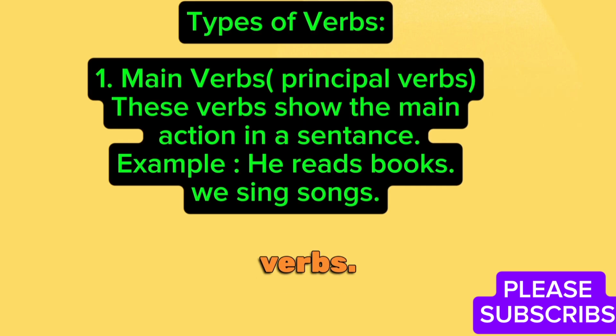Types of verbs. 1. Main verbs, or principal verbs. These verbs show the main action in a sentence. Example: he reads books. We sing songs.